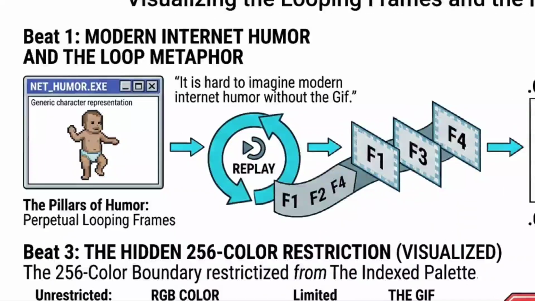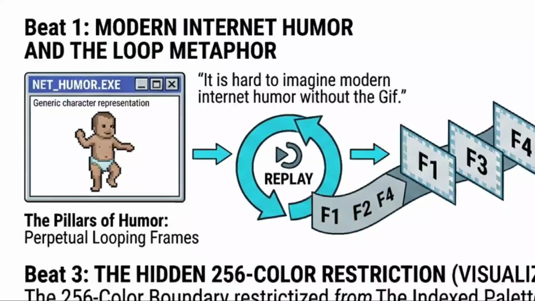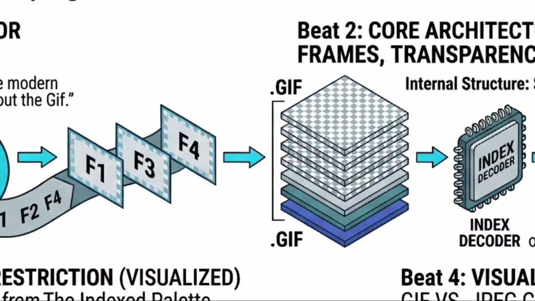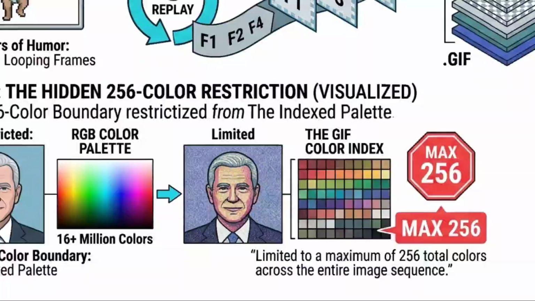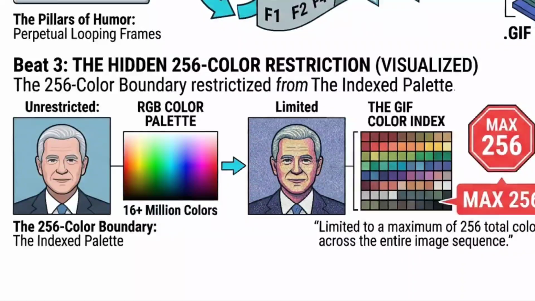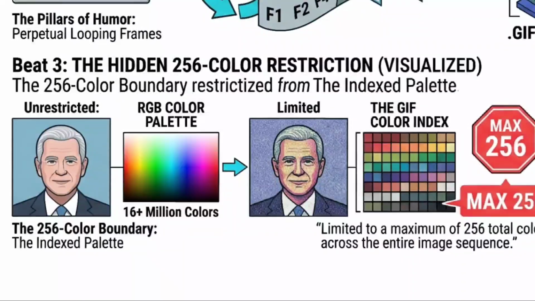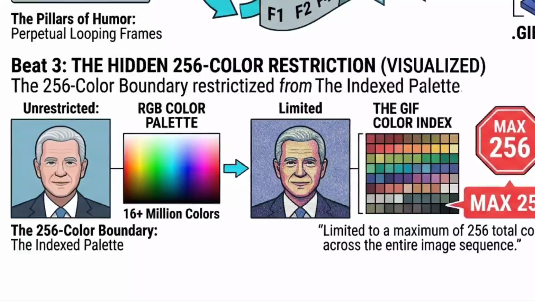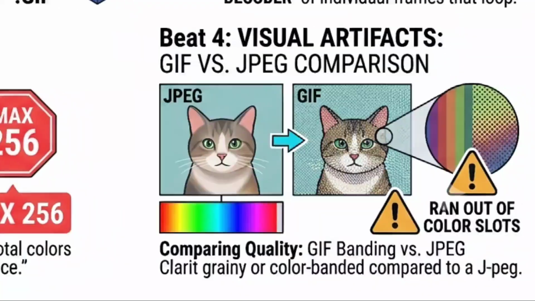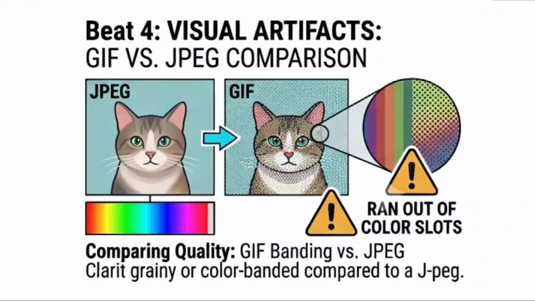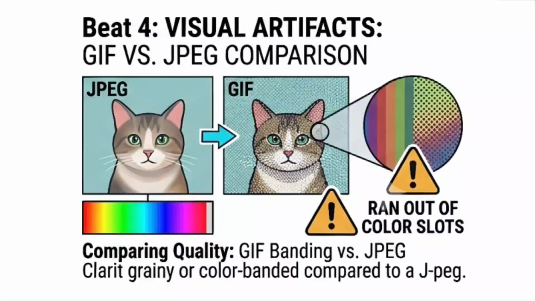GIF, the pillar of internet culture. It is hard to imagine modern internet humor without the GIF. At its core, a GIF is simply a sequence of individual frames that loop continuously once they reach the end, complete with transparency support. However, it carries a hidden restriction unknown to most users. A GIF is strictly limited to a maximum of 256 total colors across the entire image sequence. This is why older GIFs often appear grainy or color-banded compared to a JPEG of the same subject. It simply runs out of color slots to work with.